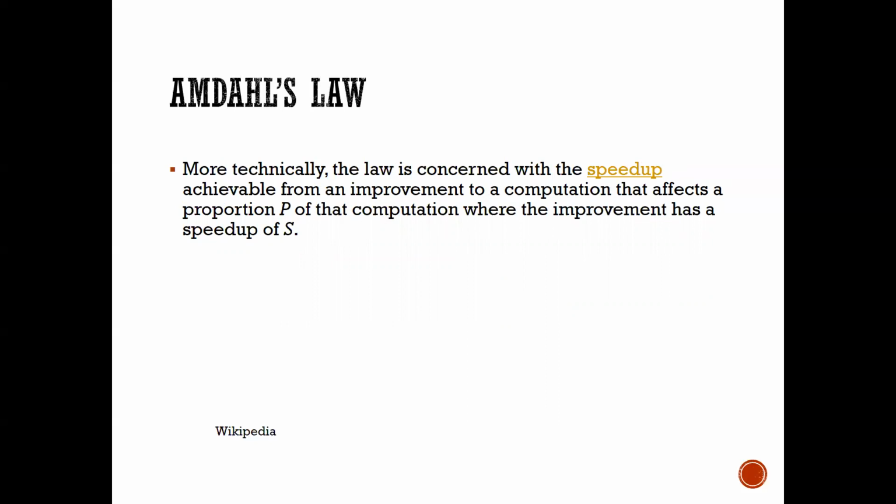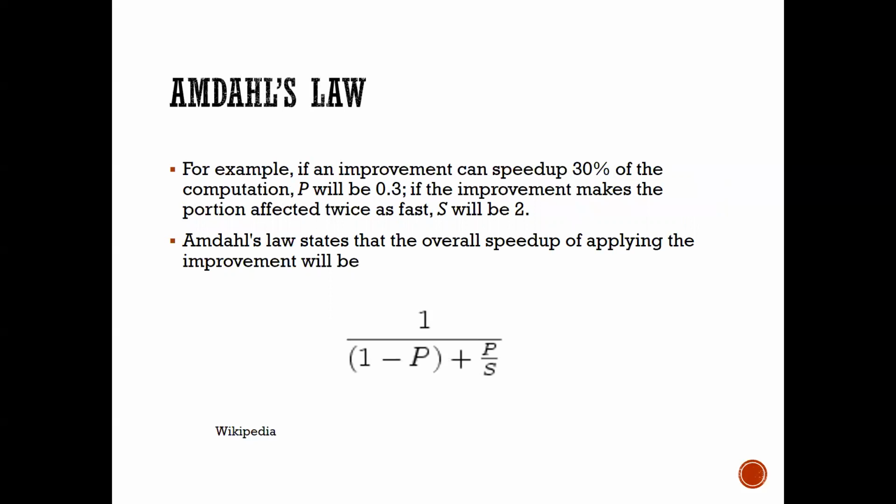More technically, the law is concerned with the speedup achievable from an improvement to a computation that affects a proportion P of that computation, where the improvement has a speedup of S. For example, if an improvement can speed up 30% of the computation, P will be 0.3. If the improvement makes the affected portion twice as fast, S will be 2. Amdahl's law states that the overall speedup of applying the improvement will be 1 divided by (1 minus P plus P over S).